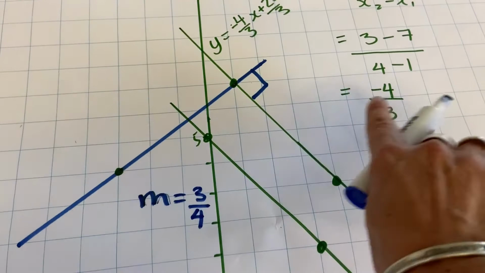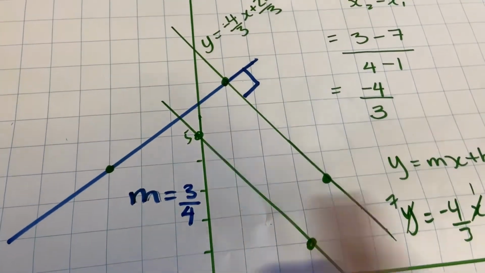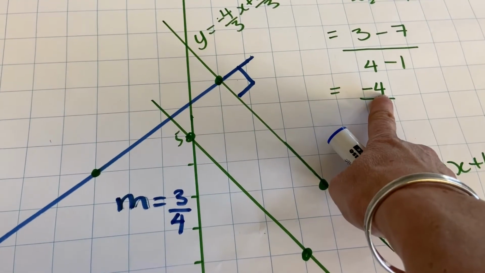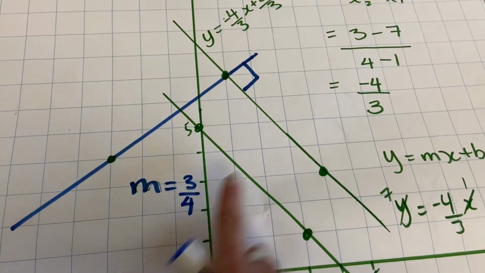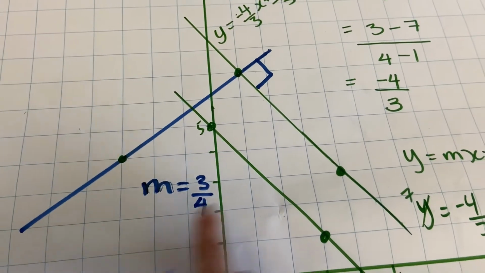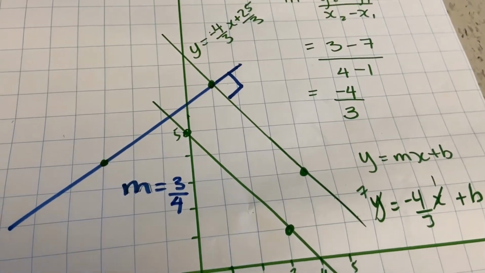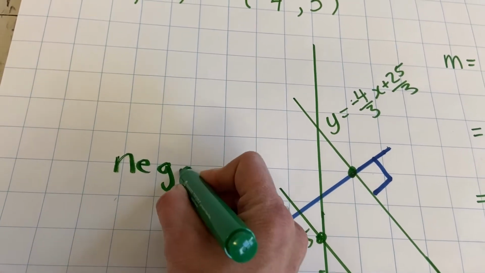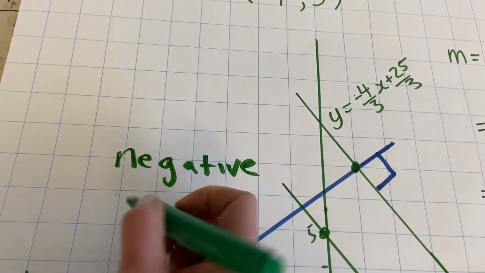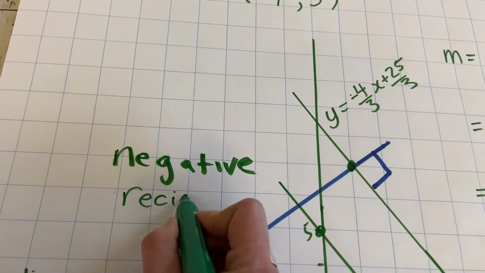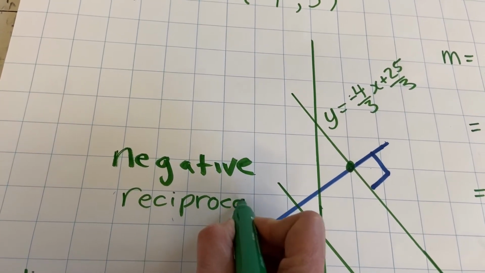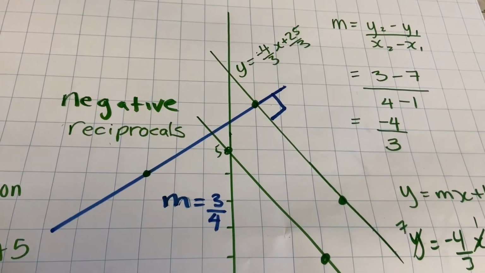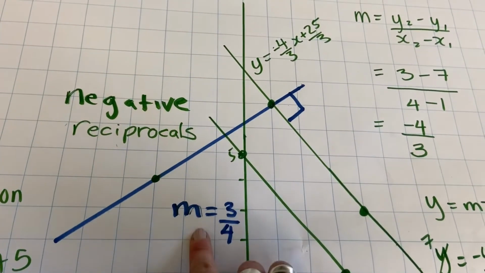These slopes have something interesting about them. Here I've got a 3 on the top. Here I've got a 3 on the bottom. Here I've got a 4 on the top. Here I've got a 4 on the bottom. This one is negative, and this one is positive. We call these two fractions negative reciprocals.